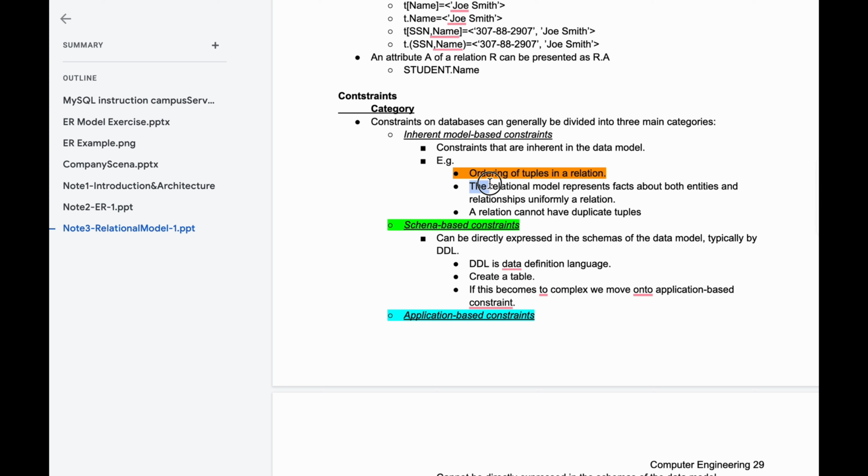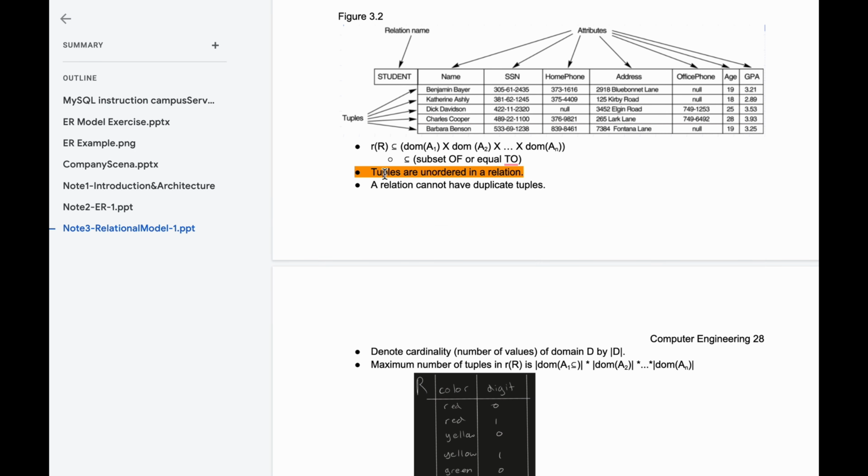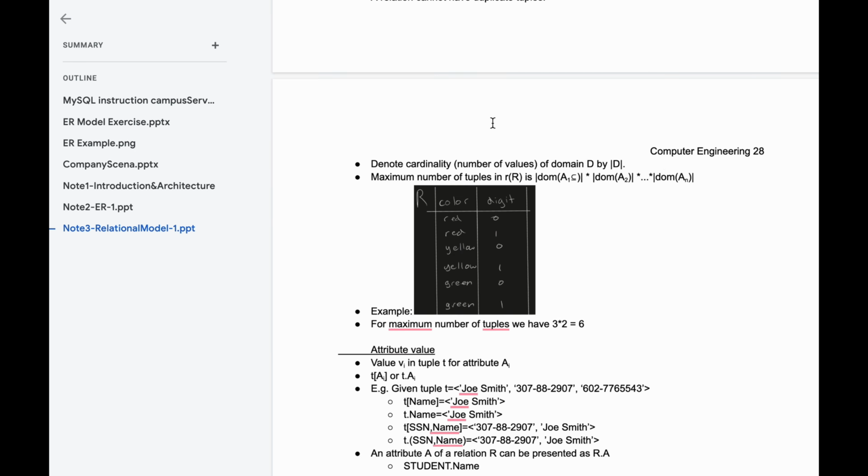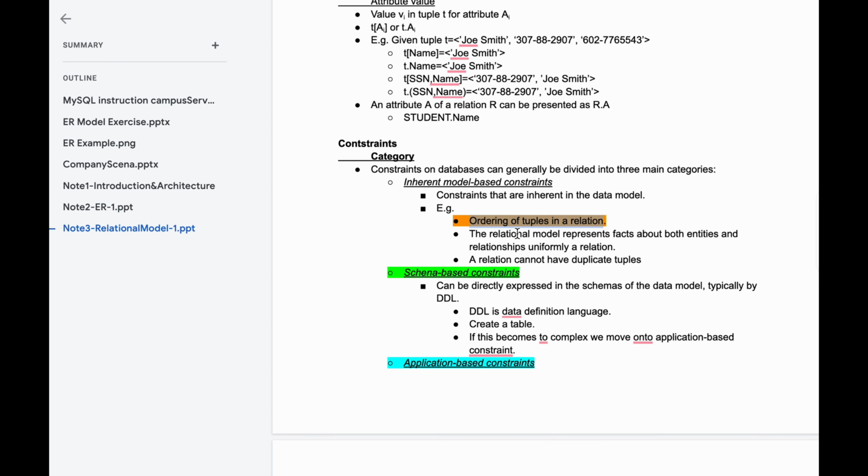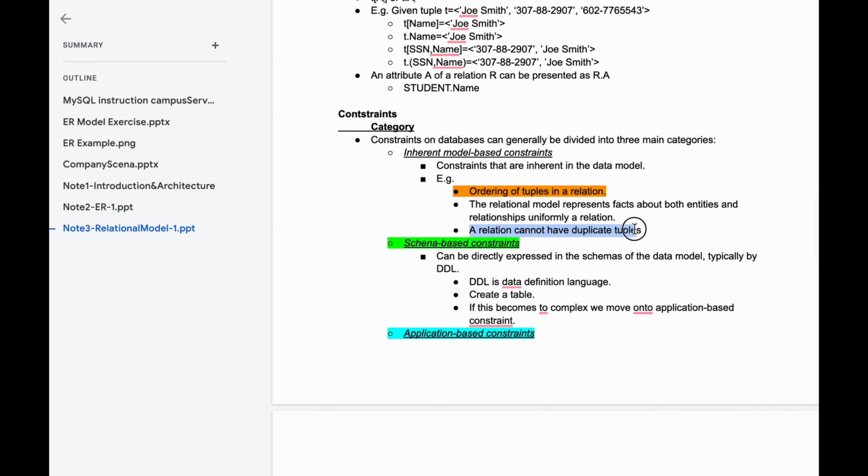The relational model represents facts about both entities and relationships uniformly as a relation. So we have ordering of tuples. Previously, we had tuples in order in our relation here, but here they, I guess, should be in order. A relation cannot have duplicate tuples, so that's also the same.